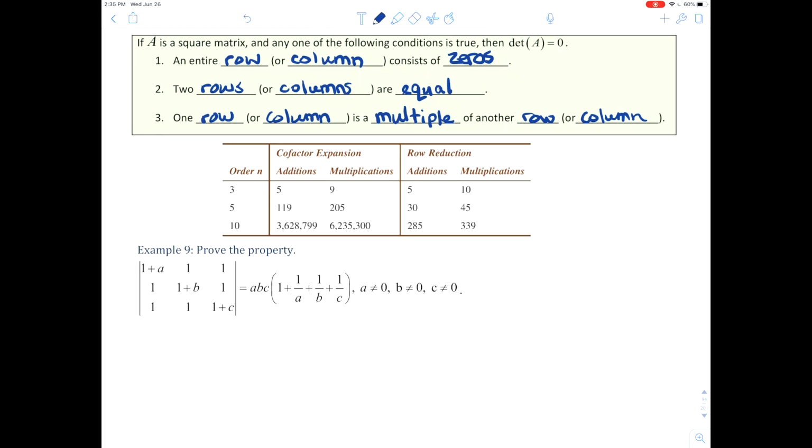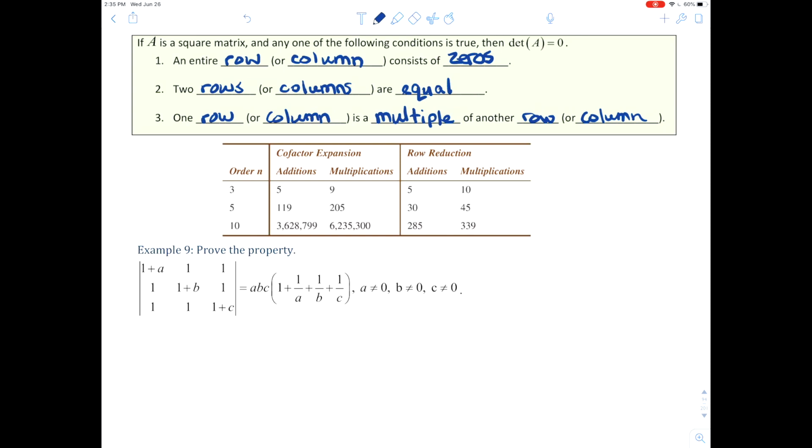Okay, so check this out. This next part is the number of operations. So again, thinking of coding. If you have these square matrices of order n, the first one is a 3 by 3. If you do just the straight up cofactor expansion, you've got 5 additions and 9 multiplications. Whereas if you do the row reduction first to get something triangular, you would have 5 and 10 respectively. So that's not much different, right? It might actually be faster to do the cofactor expansion.